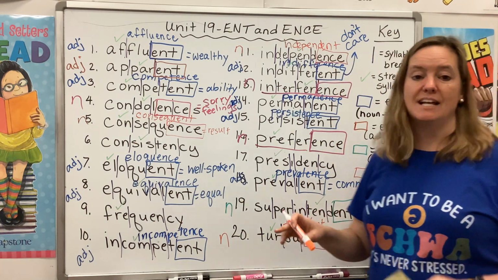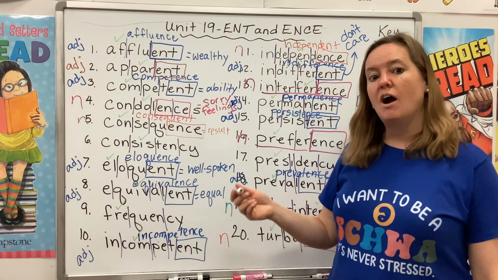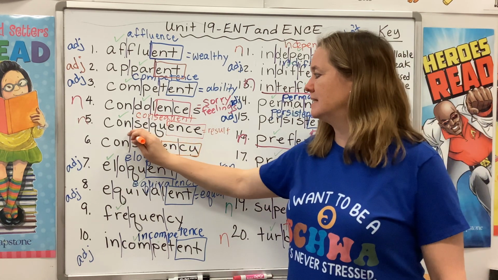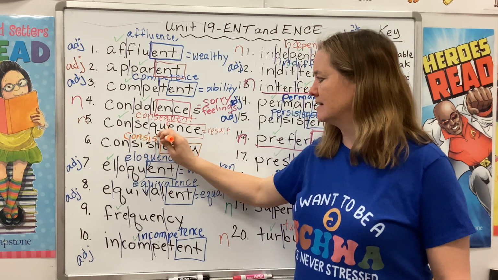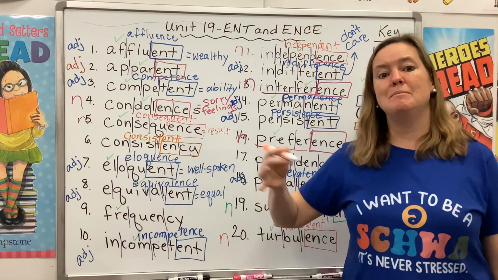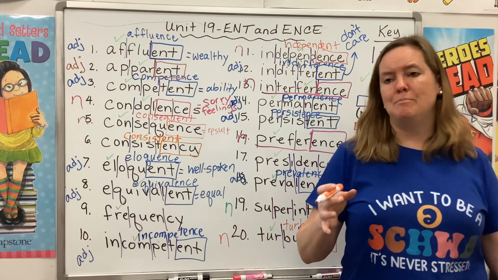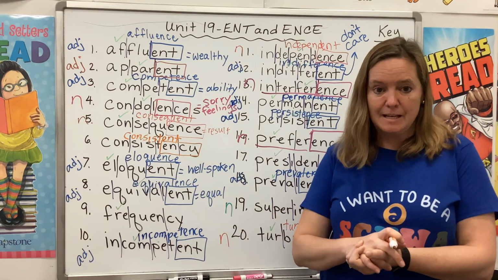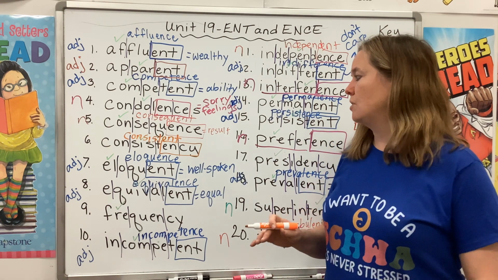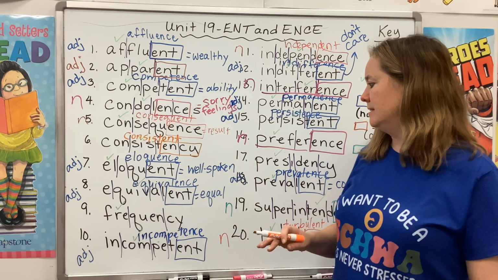But I do want to draw your attention to one more ending, because sometimes instead of ending with ENCE, our nouns end with ENCY, right? So if something is consistent, it's done with consistency, right? Consistent means the same over and over again, right? So maybe my best friend is always late, but at least she's consistent. She always shows up 10 minutes late, okay? So consistency is just the state of being the same over and over again.